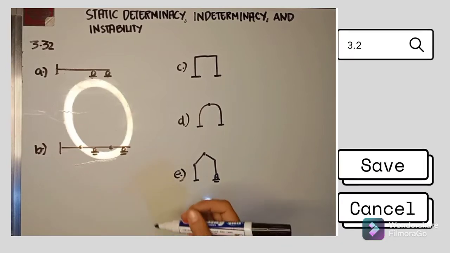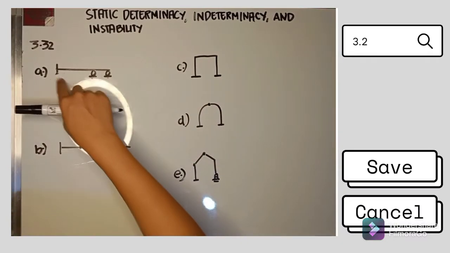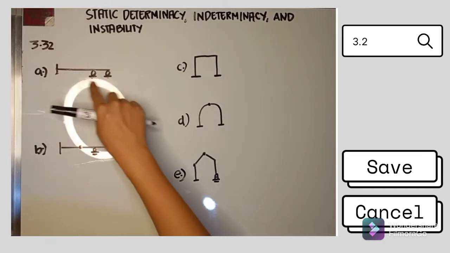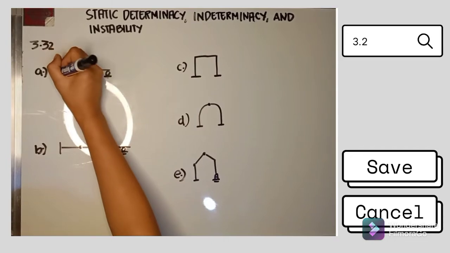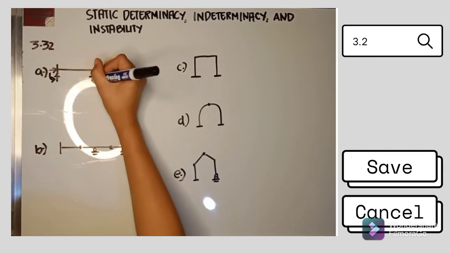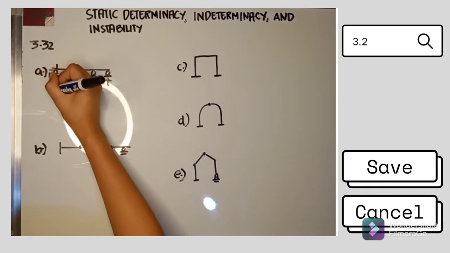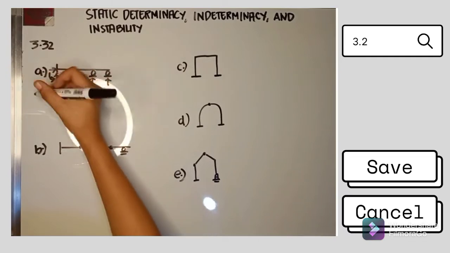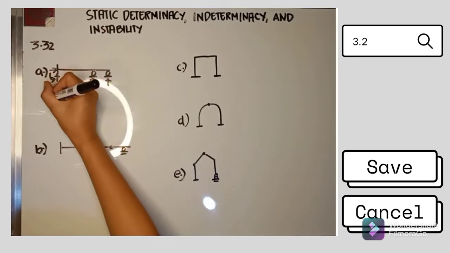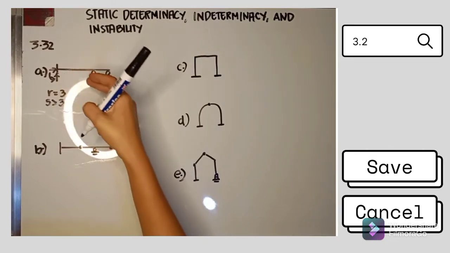For 3.32 letter A, we have here a cantilever beam that is fixed on the left side and is supported by a roller on this side. So, when fixed, it has 3 reactions. And the roller is 1 each. So, R is equal to 3. The total number of external reactions is 1, 2, 3, 4, 5, and 5 is greater than 3. Therefore, this is statically indeterminate.